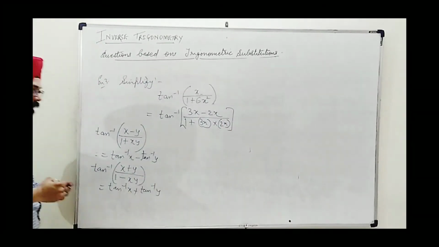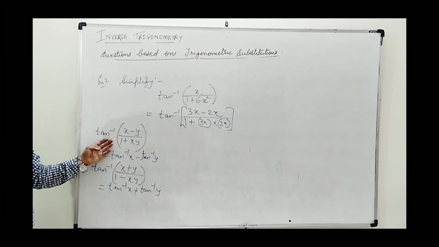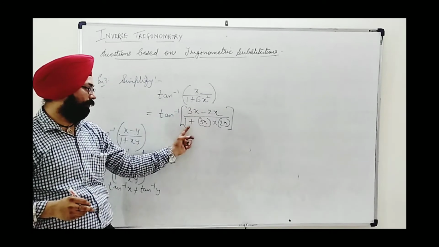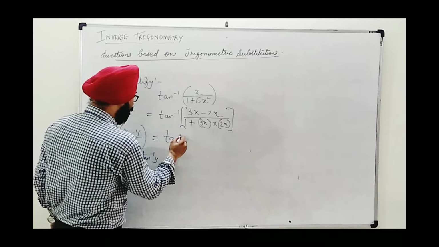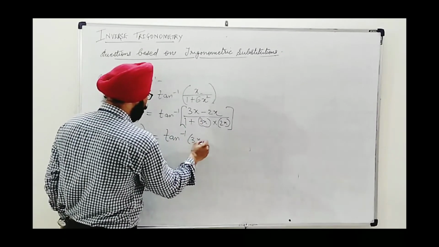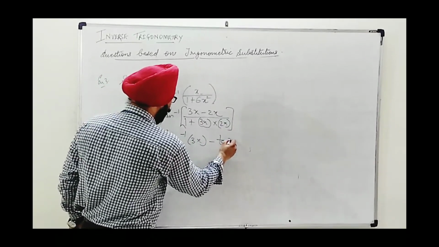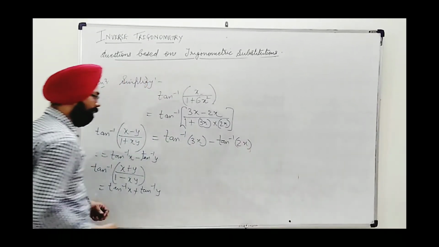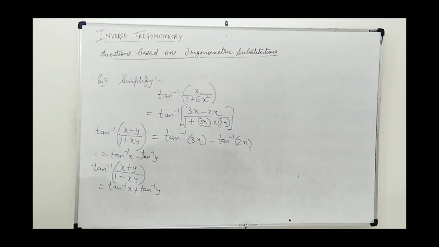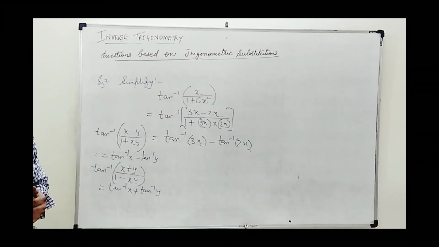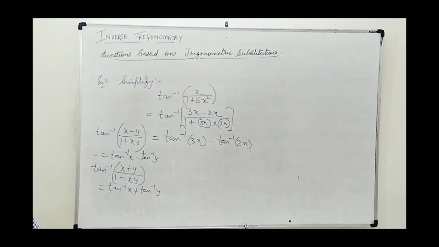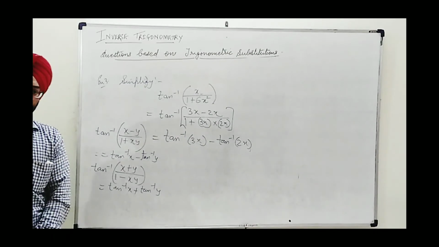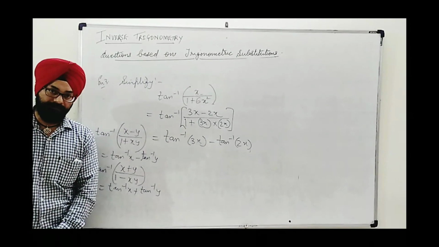This was the purpose. Now you can see it's looking like the first identity, x minus y upon 1 plus xy. So here we can directly write this as tan inverse x, meaning 3x, minus tan inverse y as 2x. Simplified. Okay. So this way we can apply inverse trigonometric identities to simplify. So I hope this module will help you out to understand different questions.